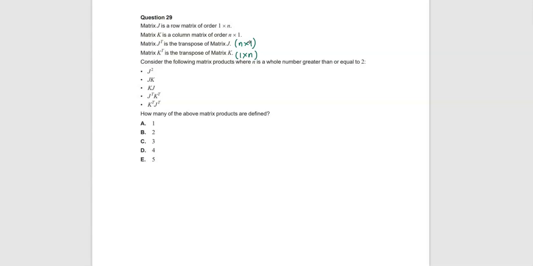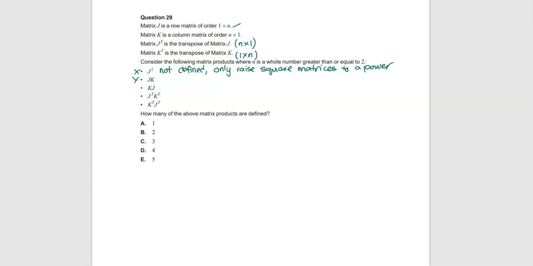Now, if you look at J squared, J is not a square matrix, so this is definitely not defined, because you can only raise square matrices to a power. So we definitely can't do that one. That one's out.